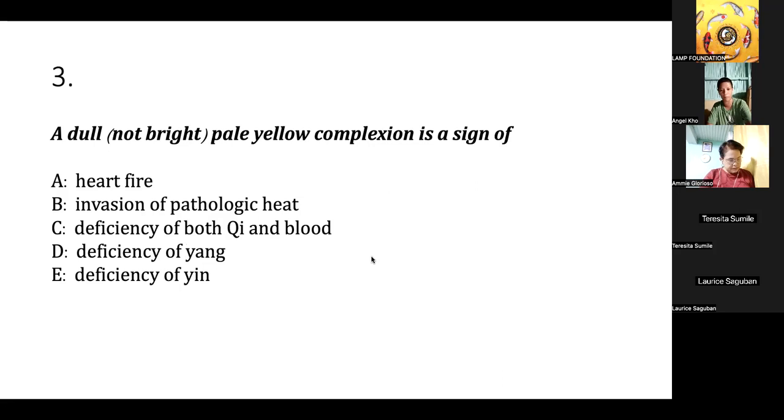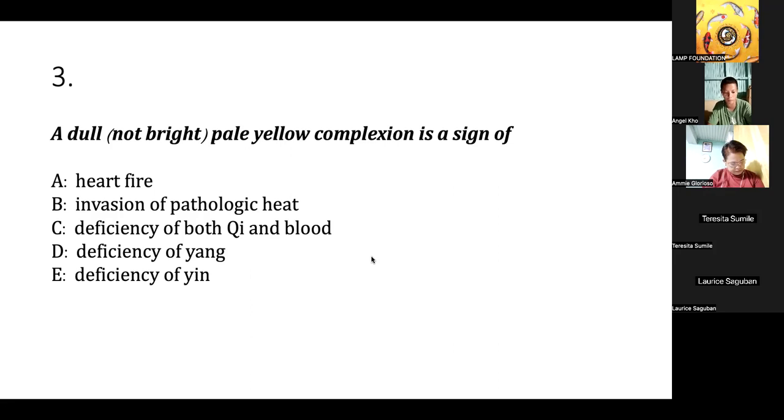Number 3 po, Doc. A dull, not bright, pale yellow complexion is a sign of: A. Heart fire, B. Invasion of pathological heat, C. Deficiency of both Qi and blood, D. Deficiency of Yang, E. Deficiency of Yin. Ang answer po sa number 3 is deficiency of both Qi and blood, letter C po.